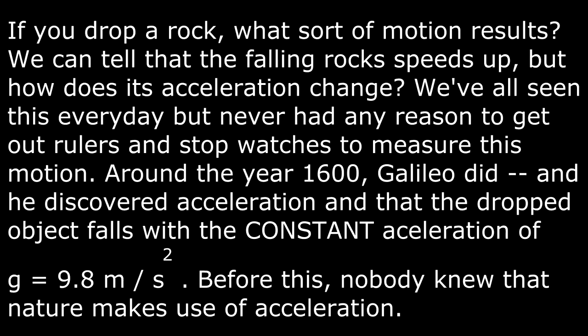If you drop a rock, what sort of motion results? We can tell that the falling rock speeds up, but how does its acceleration change? We've all seen this every day, but never had any reason to get out rulers and stopwatches to measure this motion. Around the year 1600, Galileo did, and he discovered acceleration, and that the dropped object falls with the constant acceleration of g equals 9.8 meters per second squared. Before this, nobody knew that nature makes use of acceleration.